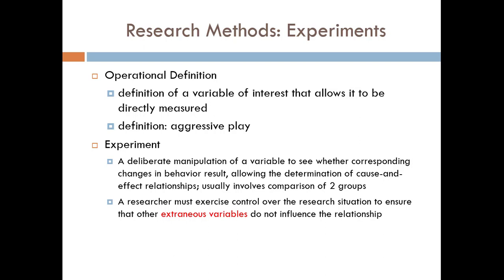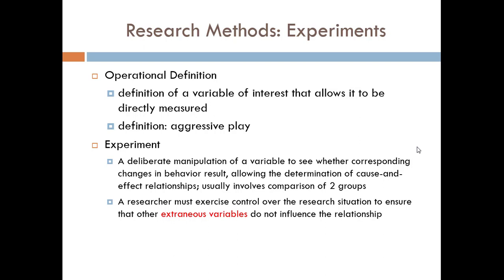terms of resulting measurements. For example, if we were interested in testing if violent television leads to aggressive play, we need to first find out how to measure the level of aggressive play, maybe through behavioral charts. Then we need to define aggressive play based on the measurements or behaviors found. We do this by conducting an experiment. An experiment is a deliberate manipulation of a variable to see whether corresponding changes in behavior result in another variable. This allows for the determination of cause and effect relationships.